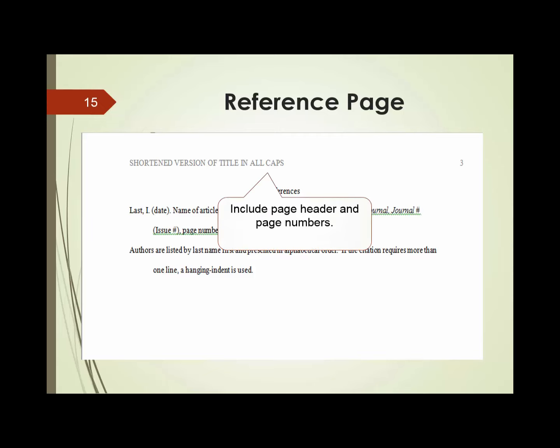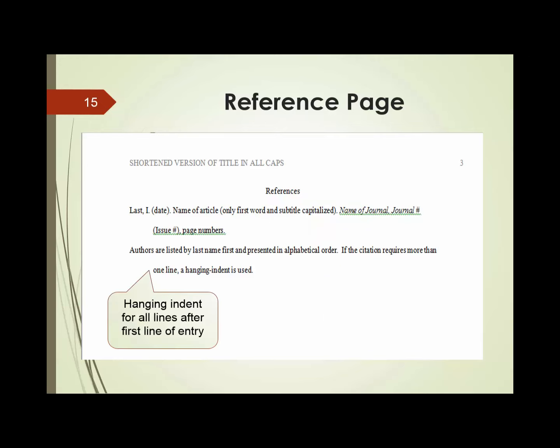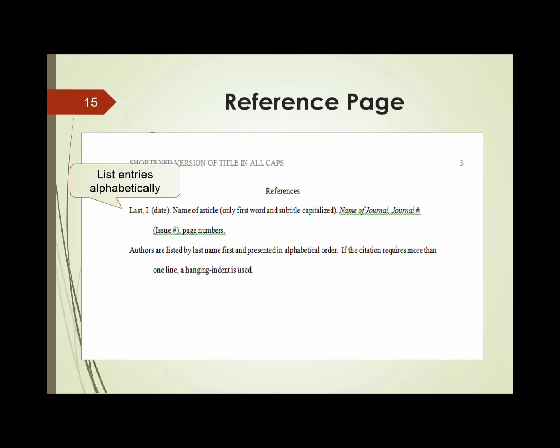So remember, you're still including the page header, you're still including the page number, you are labeling the page references, it is not bold, it is not underlined, and it is not in italics. The hanging indent is for all lines after the first line of every citation. You are listing them alphabetically. Now this example doesn't look alphabetical, but then I'm not giving you two authors, I'm giving you two statements.